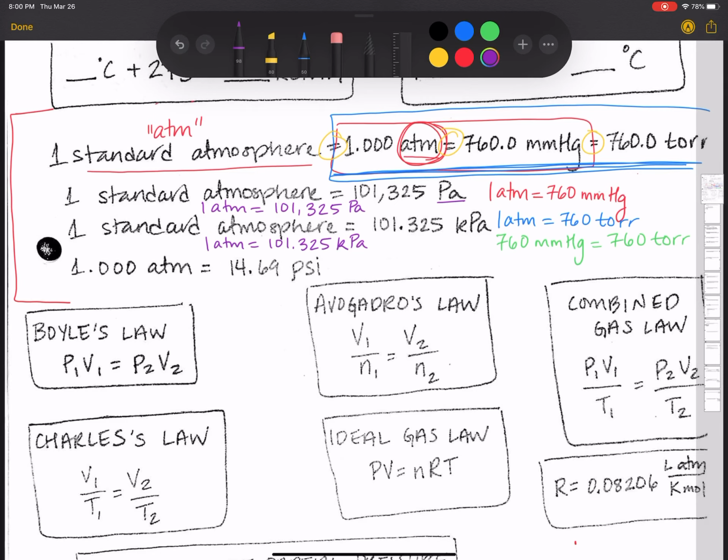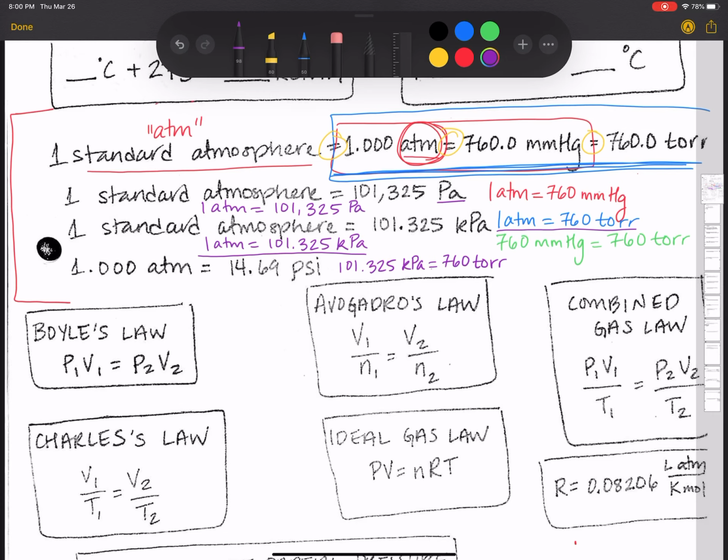We also know that an ATM is equal to 760 millimeters mercury, and we also know that an ATM is equal to 760 torr. And so since an ATM is equal to this many kilopascals, and an ATM is also equal to this many torrs, you could also say that 101.325 kilopascals, that's also equal to 760 torr. I could have also used 101,325 pascals would be equal to 760 torr.